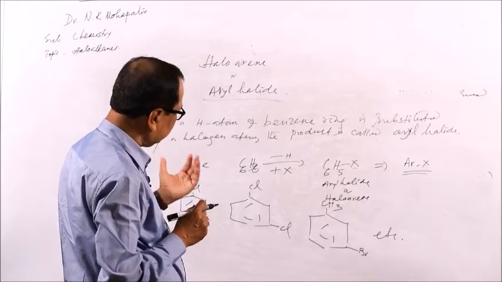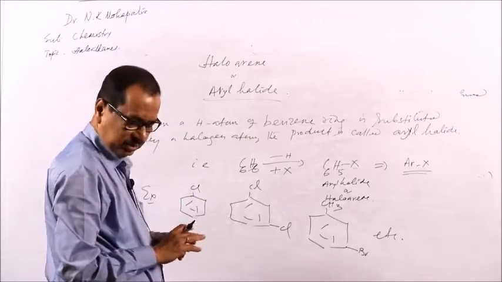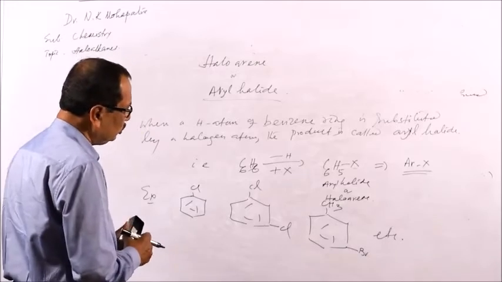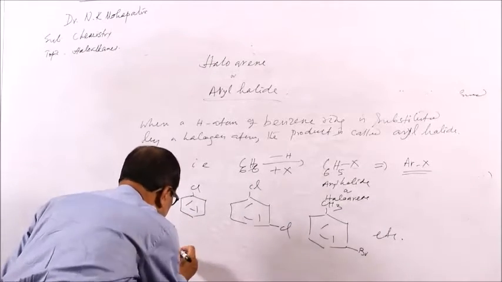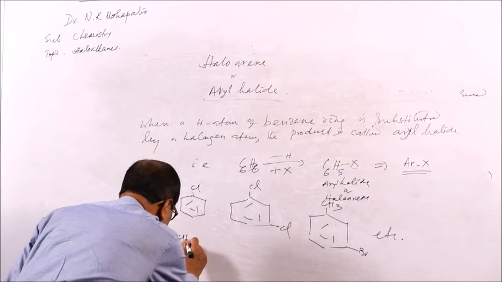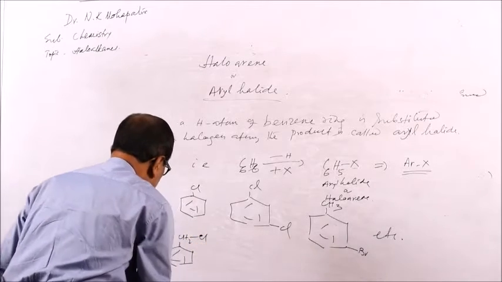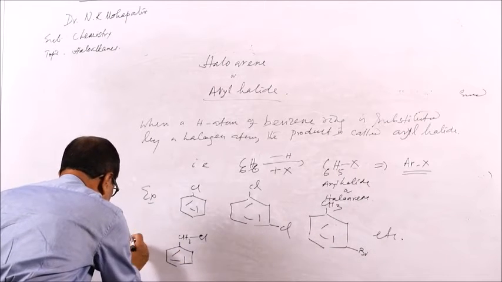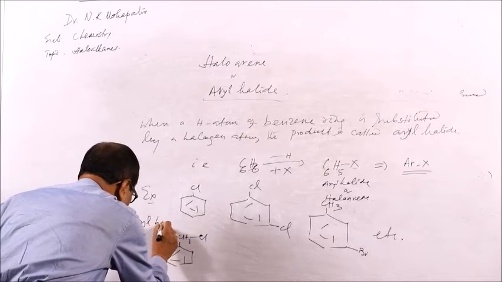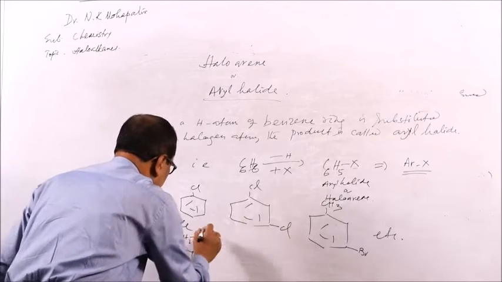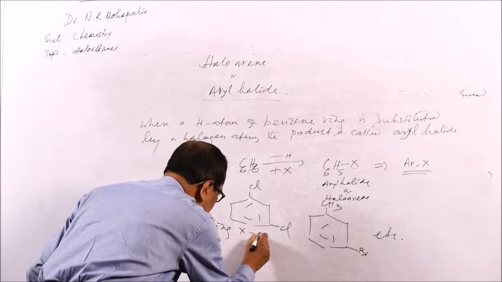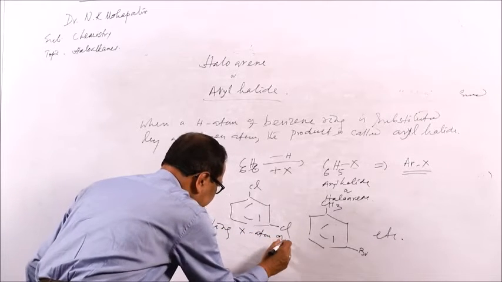Similarly, there is another type of aromatic halide where the benzene ring is attached to a side chain, such as CH2Cl. Now this is an aryl halide having the X atom on the side chain.